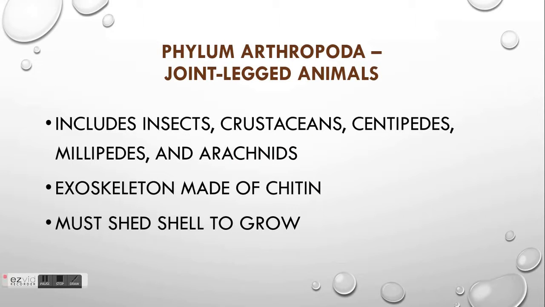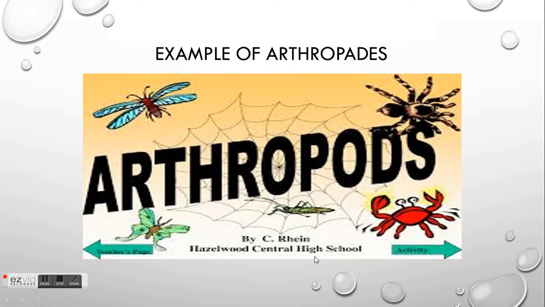The phylum Arthropoda, which comes next, billions of years ago after the nematodes came in. They include insects, crustaceans, centipedes. They have an exoskeleton made of chitin, and they must molt to grow. Examples of arthropods are crabs and all the other animals.